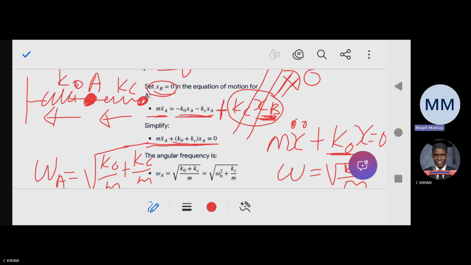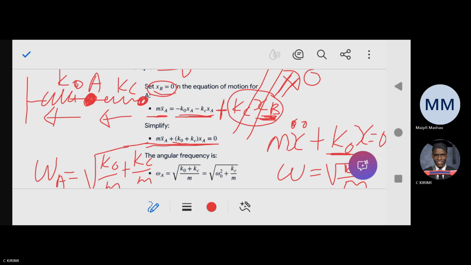I want to know the difference, because in the equation, omega is equal to the square root of K over M. Now the WA is the angular frequency only for ball A. Only for ball A. We can also have the angular frequency for ball B, but it was not asked in this question.